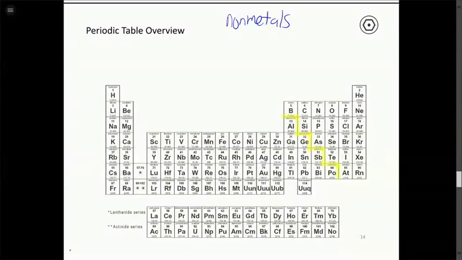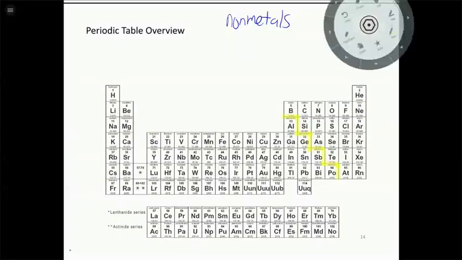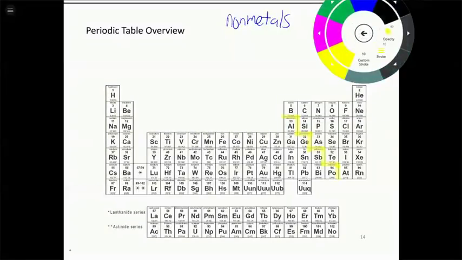Alright, so I drew this sort of yellow highlighted staircase here. It's not shown on your periodic table. You want to know about where that is. Elements to the left of that line are classified as metals. Elements to the right are classified as nonmetals. And the ones that are on the borderline we have a special category for called metalloids. We'll talk about those at the end.